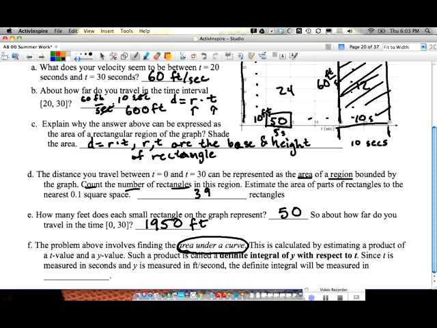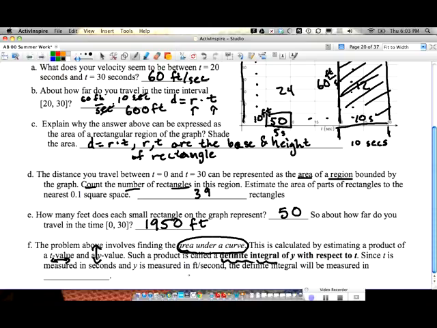It's calculated by estimating a product of t and y value. That just means your horizontal and your vertical, your input and your outputs. It's called the definite integral. That's a key word that we're going to come back to a lot this year. But definite just means defined, and integral just has to do with the process of finding area under a curve.